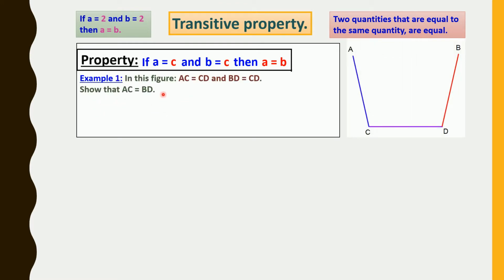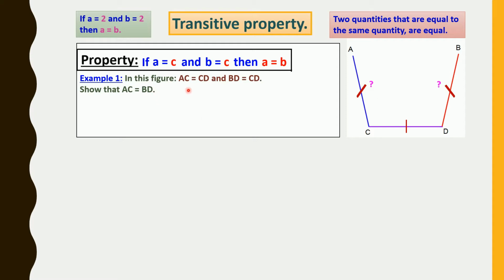Example 1. In this figure, segment AC is equal to segment CD. Here, the quantities are in fact lengths of segments. And segment BD is also equal to segment CD. That's why I placed the same code. Show that segment AC is equal to segment BD. Here, it's obvious that these two segments are equal because they are both equal to the same segment CD, but we cannot claim it before we prove it.